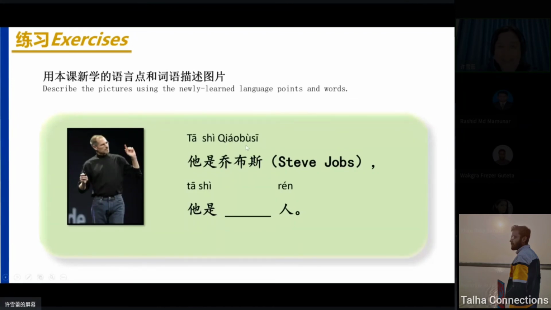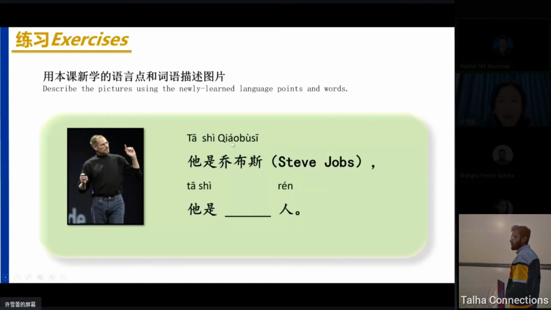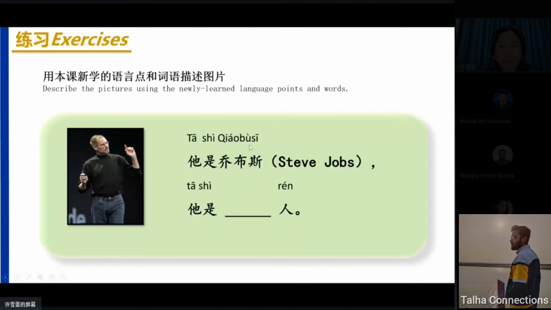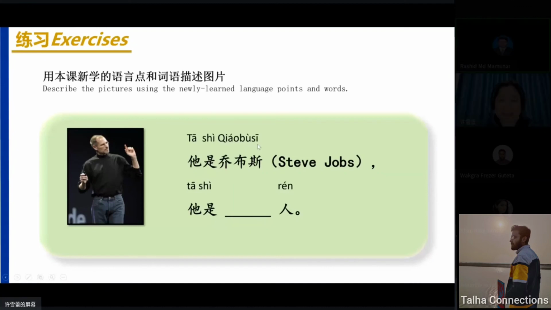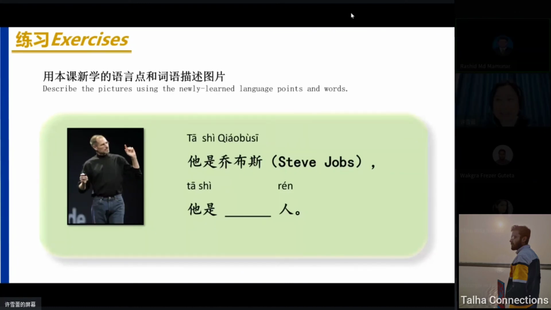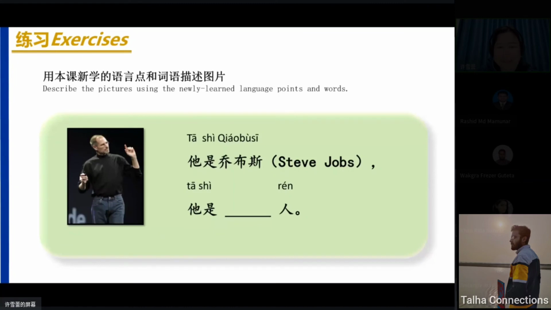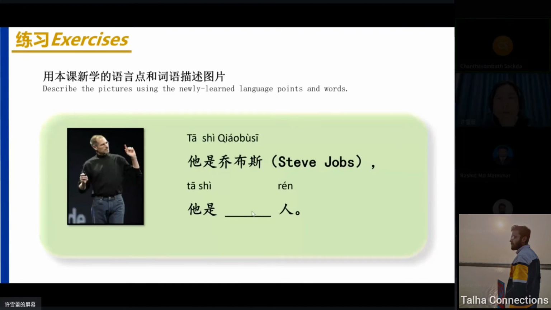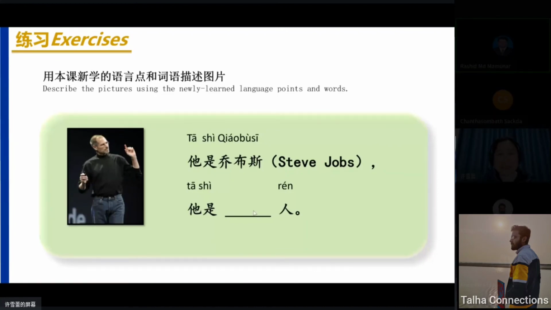他是乔布斯. In Chinese, we call him 乔布斯. Yeah, that's his name in Chinese. 他是乔布斯. Good. 他是哪国人? 他是哪国人? Good. 他是美国人. Very good. 非常好.